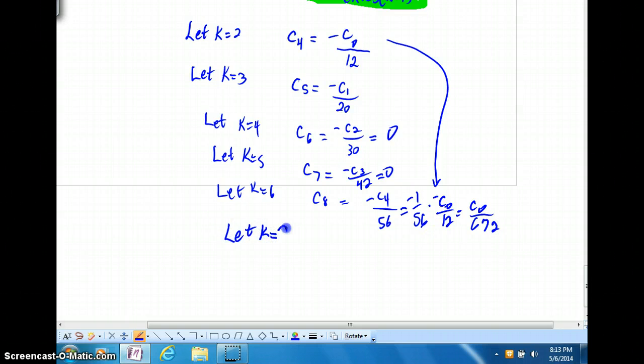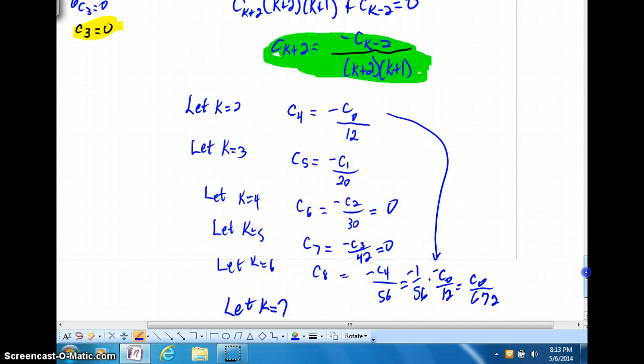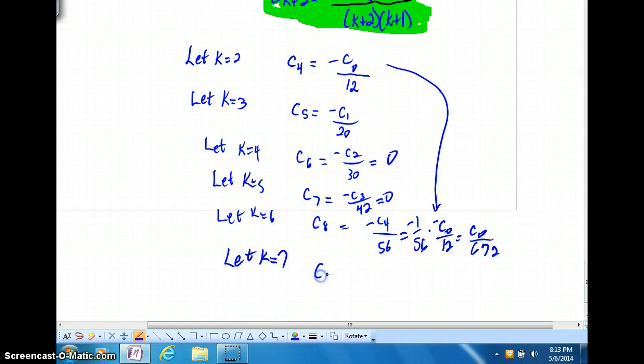Let's let k equal 7. And as we let k equal 7 come up here, you can see, of course, we're going to find c sub 9. This would be the opposite of c sub 5. Down below, 7 plus 2 is 9, and 9 times 8 is going to be 72. So we'd get negative 1 over 72. But what is c sub 5? Well, look up above. C sub 5 would be the opposite of c1 over 20. This is c sub 1 all over, I believe that's 1,440.